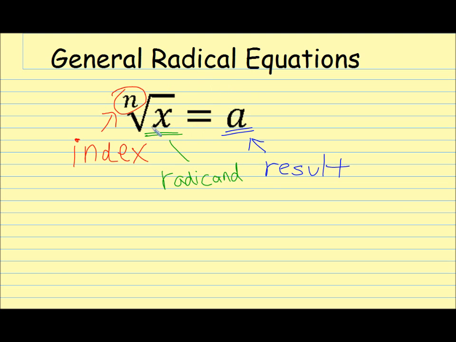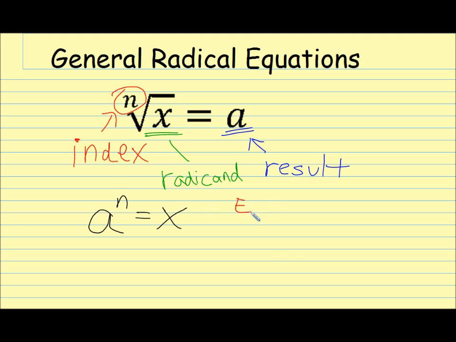Given this general identity right here, this can actually be rewritten as a raised to the nth power is equal to your radicand, or x. So when you take roots, we really just need to ask ourselves, what number do I need to raise to this n power in order to achieve the radicand?